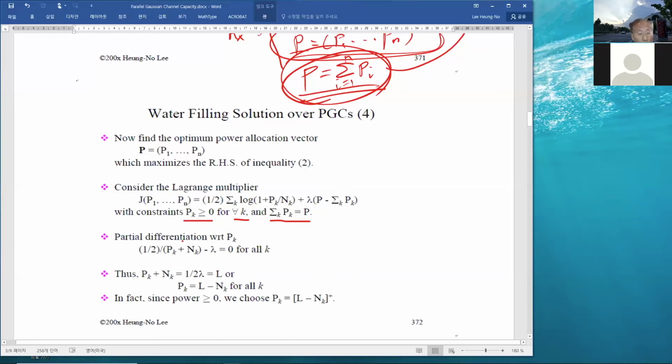All right. So in order to do that, basically we need to take the differentiation with respect to pk. So the pk's are unknowns. I mean the pk's are the optimization variables. Okay, so we need to take the derivative with respect to pk. Okay, and then since you have log, when you take the derivative, it is the inverse of the argument. So we get this, and then for each pk, we have a lambda. So we set this equal to 0, then basically P plus nk should be equal to 1 over 2 lambda.